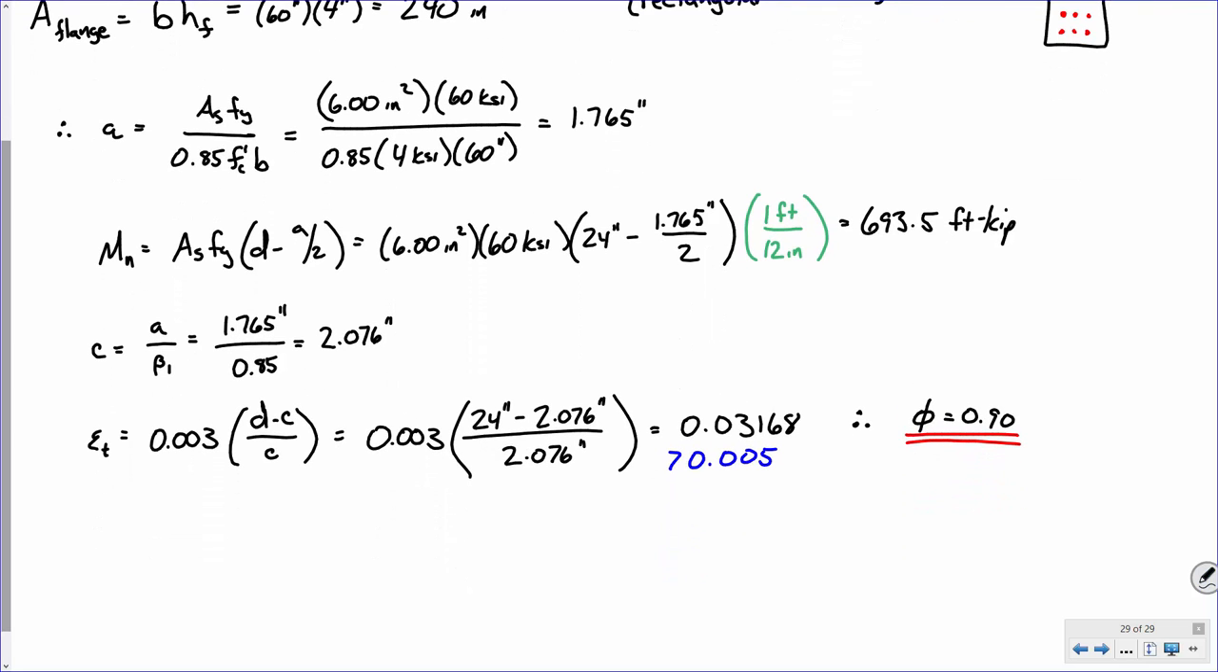Okay. So therefore, phi Mn is 0.9 times 693.5 foot-kips. Phi Mn is 624.2.